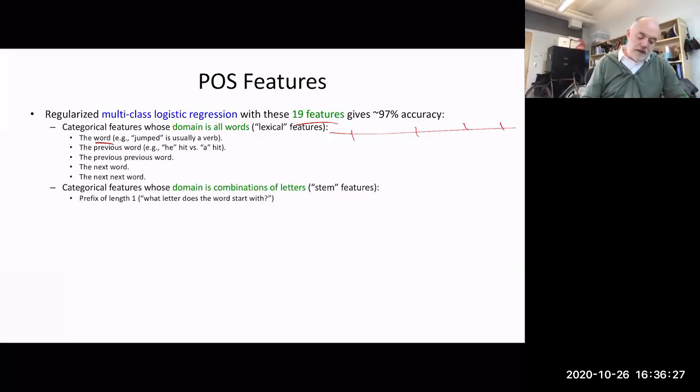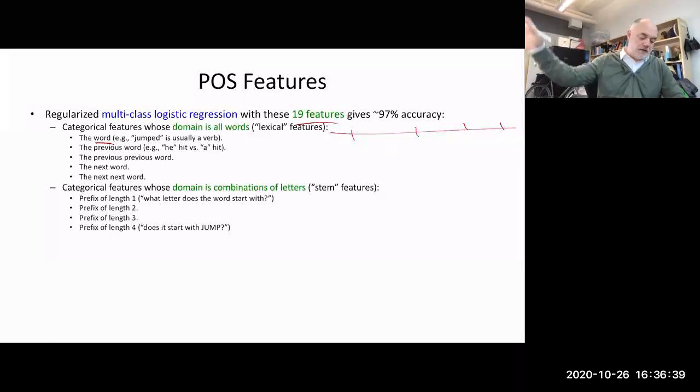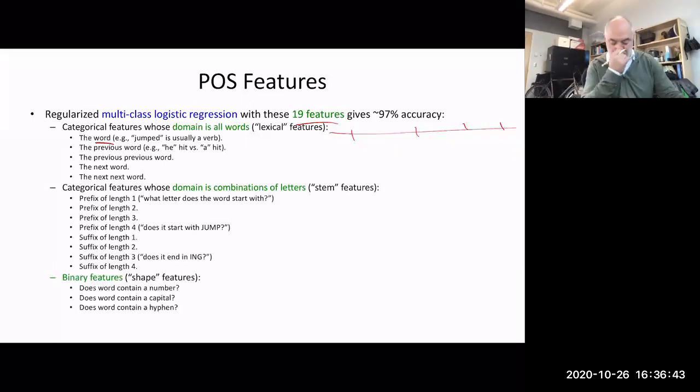Categorical features whose domain is combinations of letters, right? So this again is going to be very, very high dimensional because you're going to have all of the combinations of letters, right? The 1-hot of what the prefix was, 1-hot of what the prefix of length 2 was, 1-hot of what the prefix of length 3 was, so on and so forth. Same thing with suffixes. And then binary features that are called shape features, right? Does it contain a number, a capital, a hyphen, so on and so forth, okay?